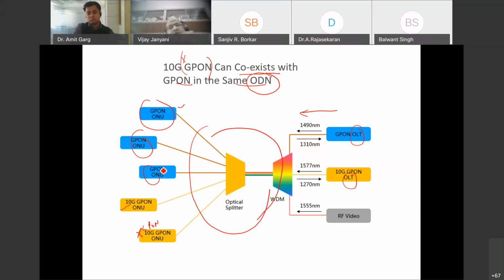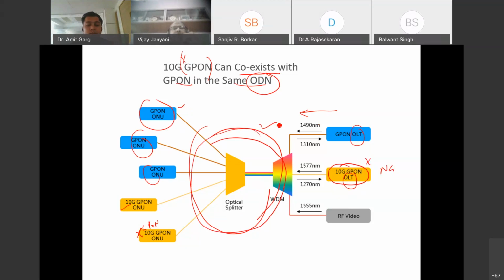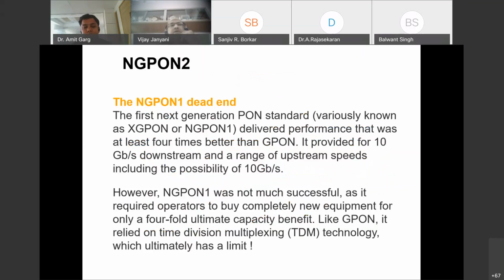What I mean to say is that with this development which has taken place in XGPON or even NGPON, the good thing is that you do not need to change your network completely. The same network, the same ODN, can still be used. Of course, you need to change your ONUs, which is just a small device. So NGPON dead end, NGPON 1. Again, remember NGPON 1 is XGPON.